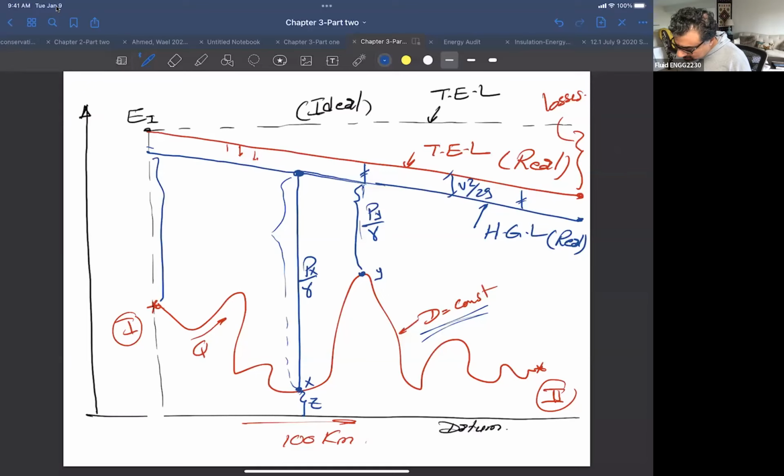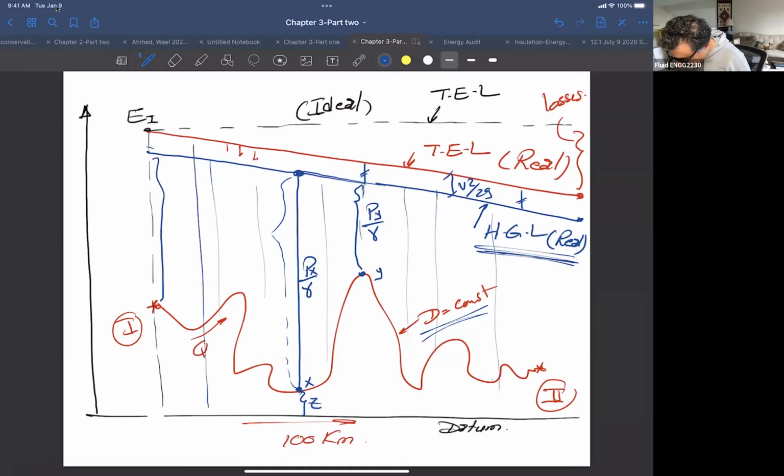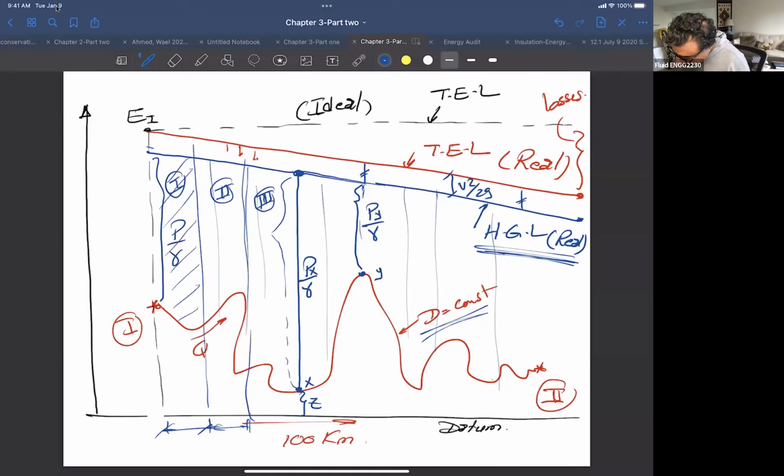Okay, which means that the hydraulic gradient line is extremely important to determine the pressure at every single point in the pipeline. So let's say, for example, I divided this whole map or the topography of the land into kilometers. So I have this kilometer here, right? This kilometer here, and so on, right? So I can take the values of the pressure in this region. So this is p over gamma, right? So you see, this is 1 here, this is 2, this is 3. I can divide the whole map into segments.